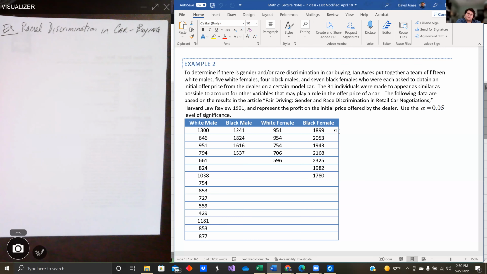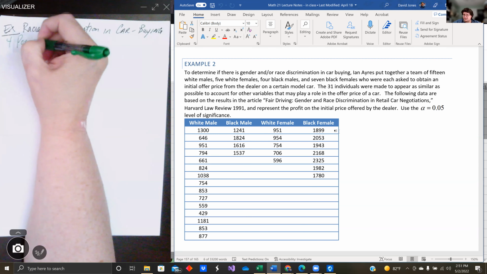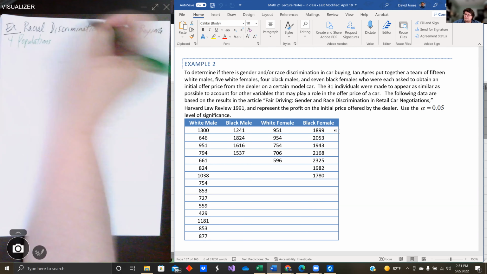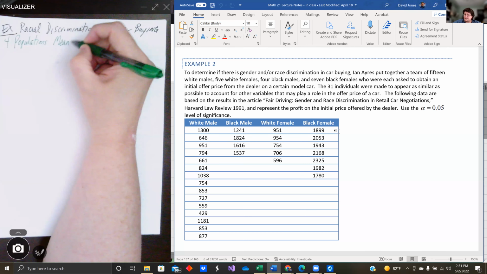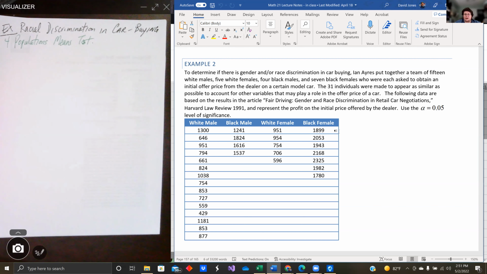So what we could do is treat each of these groups as a population, and we can't use any one price, but we could use the means of their prices. So we've got 4 populations here, and we're going to do a means test because a proportions test doesn't make sense. The mean is going to be the average price they sell for, and we can compare those.